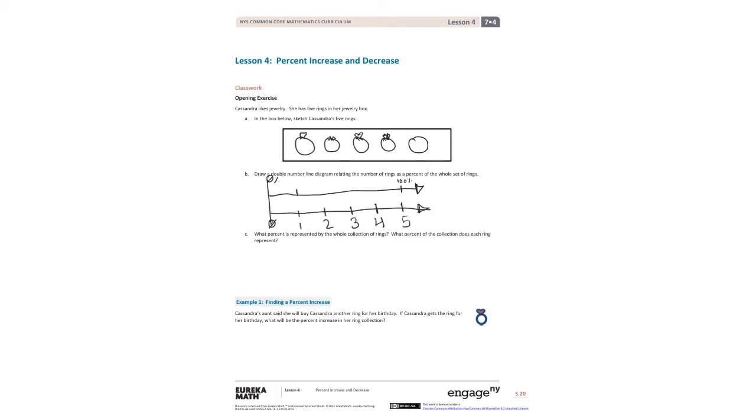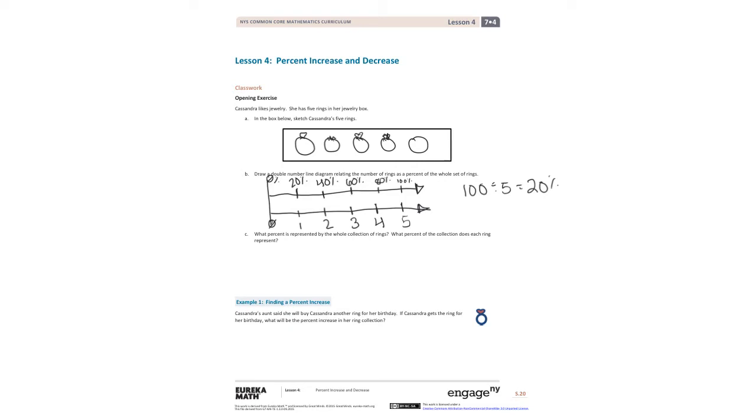of rings. So to figure out the percent of each ring, we're going to take 100 and divide it by 5. So when we take 100 and divide it by 5, we get 20%. So that means each ring is going to equal 20%. When we have 1 ring, we have 20%. When we have 2 rings, we have 40%. 3 rings, 60%, 4 rings, 80%, and then our 5th ring is at 100%.